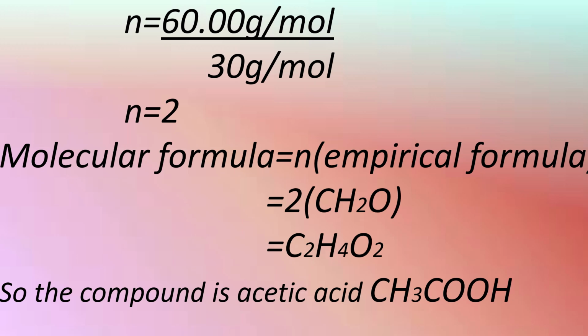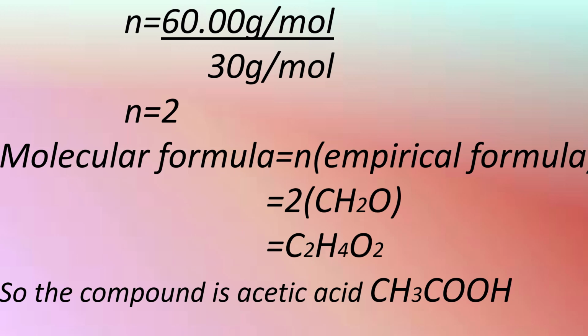Molecular formula is equal to n into empirical formula. Molecular formula 2 into CH2O. We will multiply 1 carbon with 2, it becomes C2. 2 hydrogen with 2, it becomes H4. 1 oxygen with 2 multiply, there are 2 oxygen. So C2H4O2 is molecular formula of unknown compound.